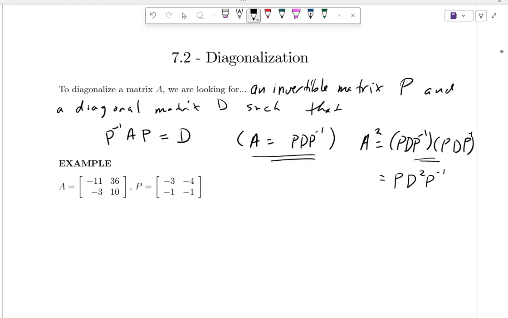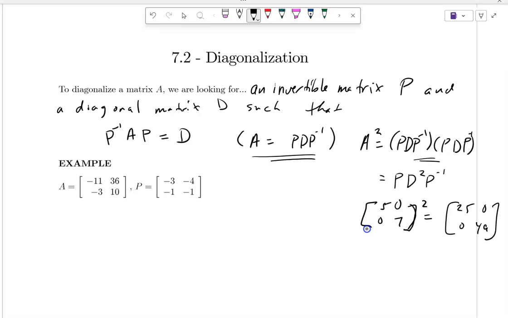Why is it easier to do this one? Well, if it's a diagonal matrix, how do you take powers of a diagonal matrix? If I asked you to take 5, 0, 0, 7 and told you to square it, what would you get? 25, 0, 0, 49. I just have to square the diagonal entries, right? That's a lot easier, isn't it? Computationally speaking. Okay. This is why we care about diagonalization.